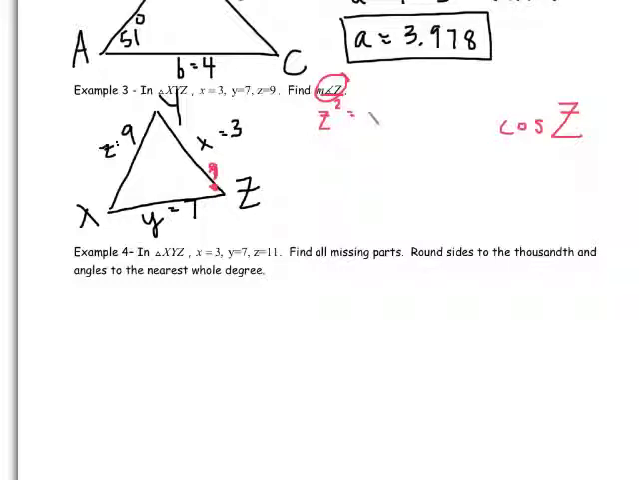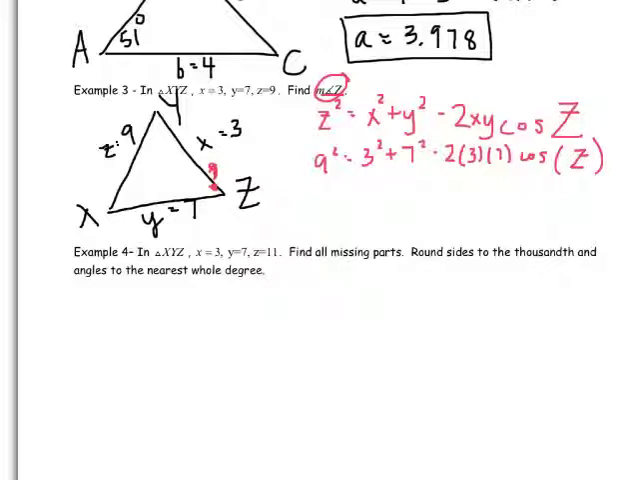So z squared equals x squared plus y squared minus 2xy cosine z. All right, so lowercase z is 9. 9 squared equals 3 squared plus 7 squared minus 2 times 3 times 7 cosine of z, which I don't know actually. So this is a lot different of a problem because now my variable that I'm looking for is attached to a cosine. So how am I going to be able to do this?